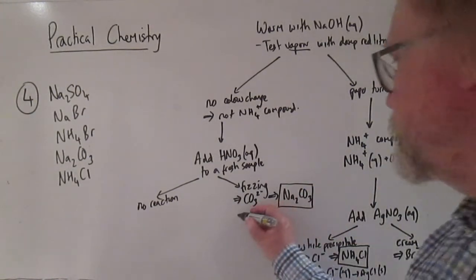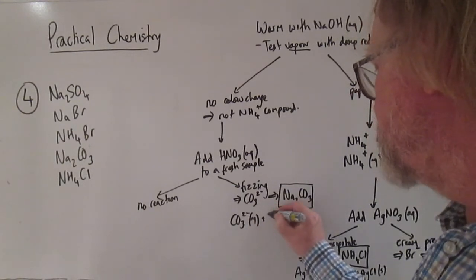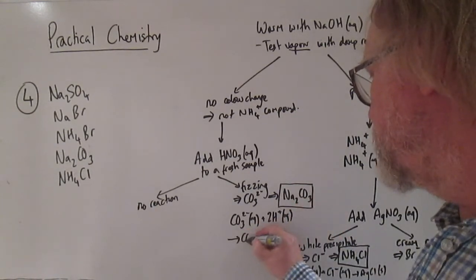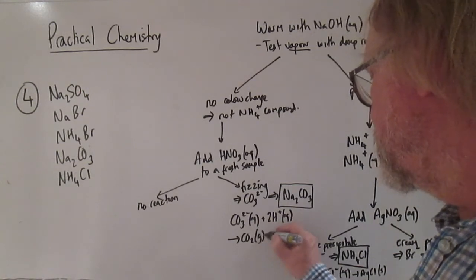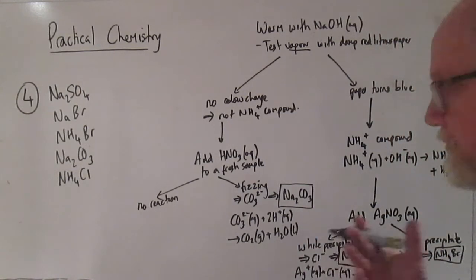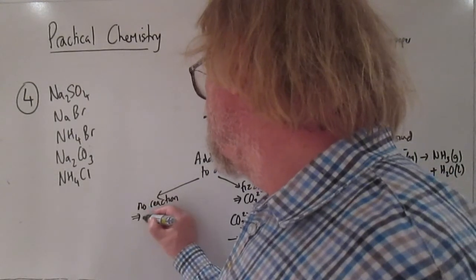And again, it wants the equation. So carbonate plus 2H+ from the nitric acid gives you carbon dioxide, hence the fizzing, plus H2O is the ionic equation. So you need to get good at these ionic equations. And these ones, I mean, you can always figure them out, but you should be trying to get to the point where you know them so that you can just write them down. If there's no reaction, obviously it means it's not a carbonate.